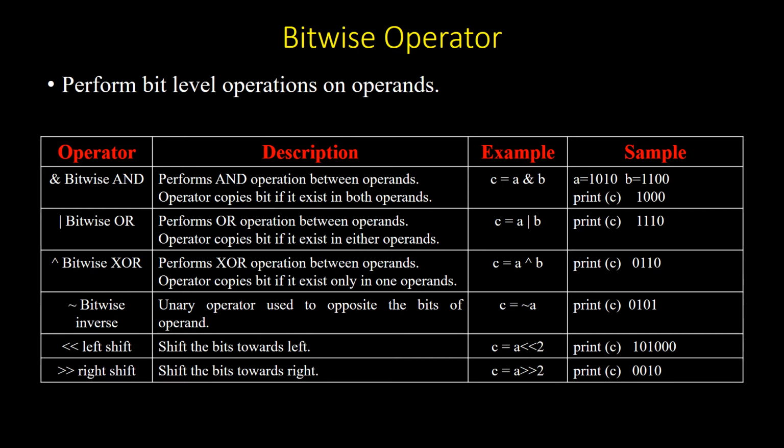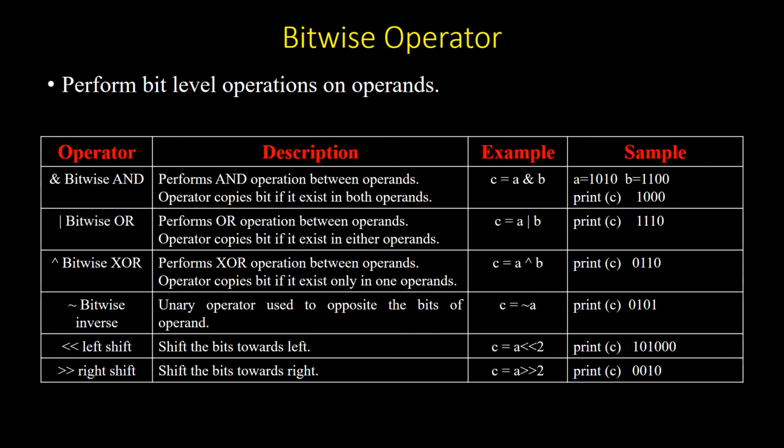Here is the list of these bit level operations. The first one is the bitwise AND, with the AND symbol. It performs the AND operation between the operands, that is, it copies the bit if it exists in both operands, a and b. If the bit exists in both operands, the result will be true.